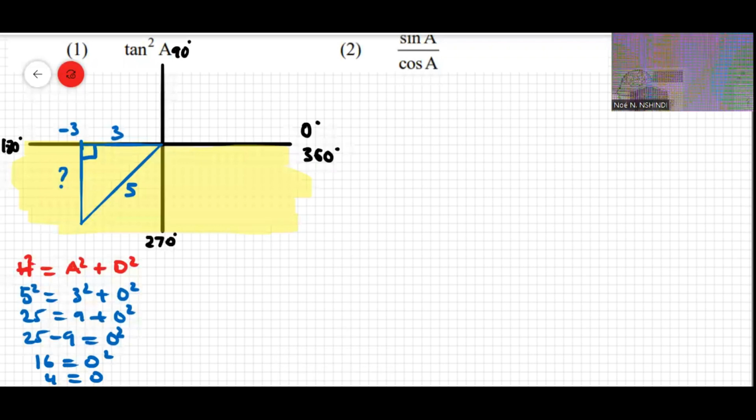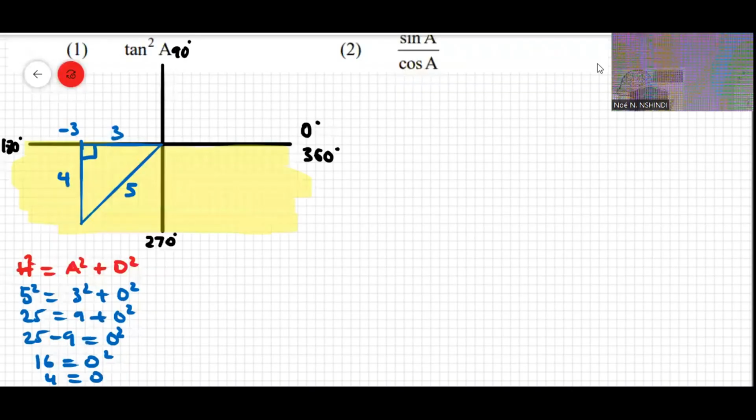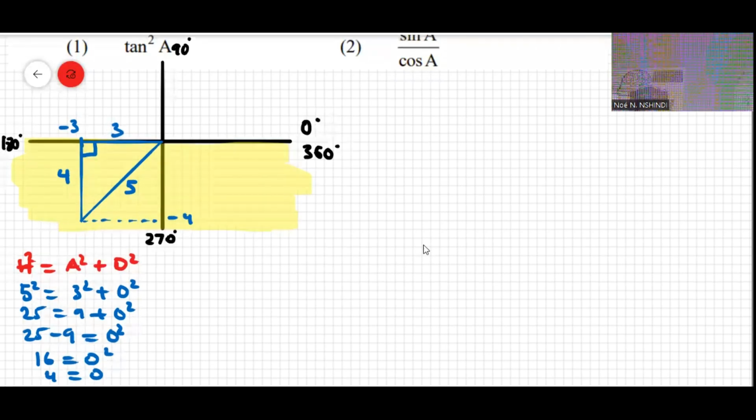So this part here is just equal to 4. But remember it's downward, so over here it's -4. Like there it was -3, the whole unit is 3. The triangle side is also 4, but at the point it is -4. Now we can start answering the question.